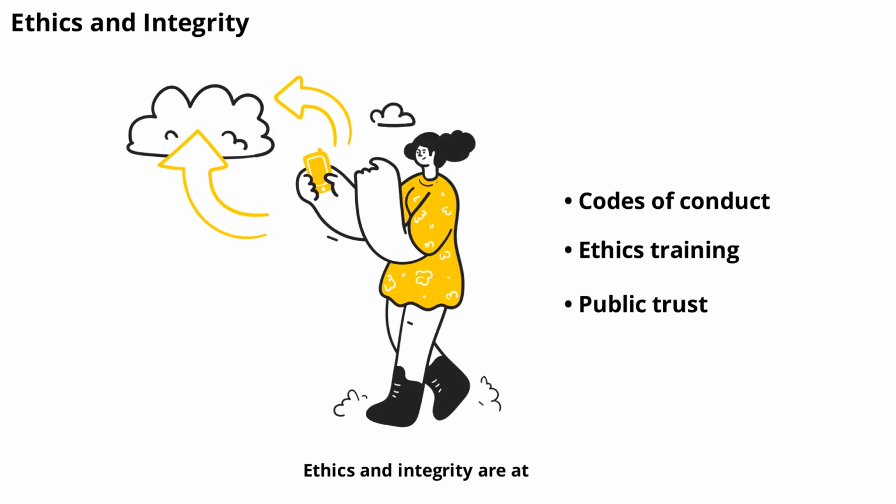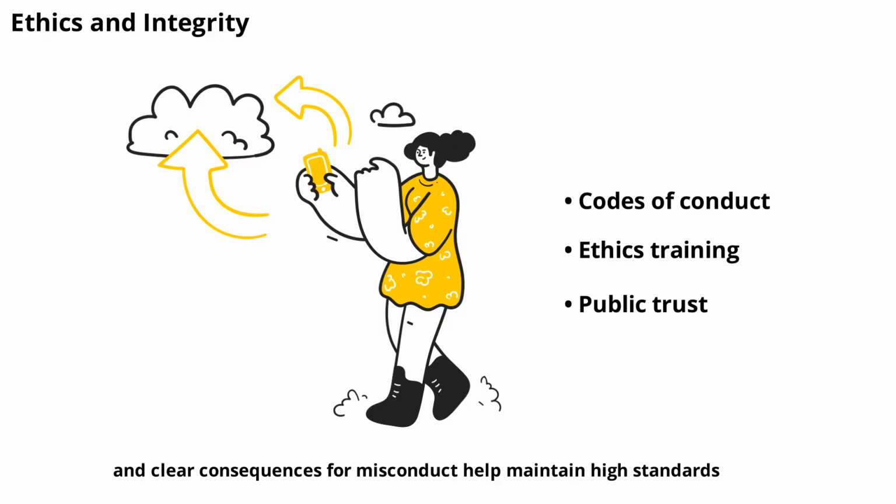Ethics and integrity are at the core of effective government maintenance. Officials must act honestly and in the public interest. Codes of conduct, ethics training, and clear consequences for misconduct help maintain high standards. Promoting a culture of integrity builds public trust and supports long-term stability.